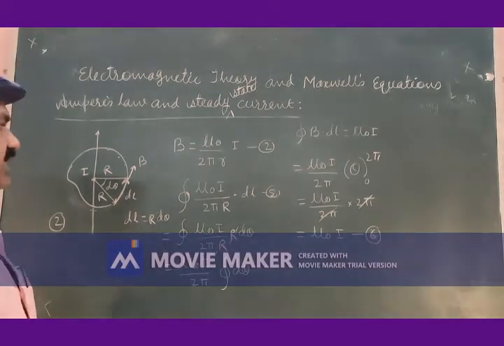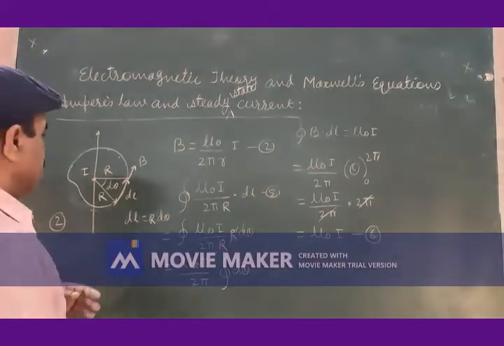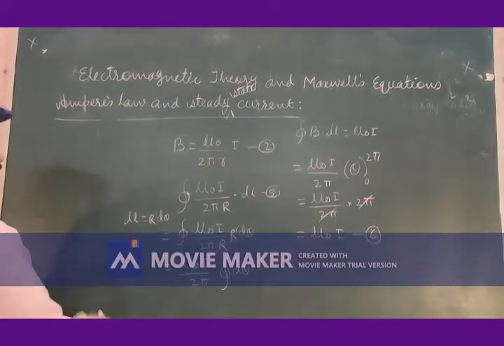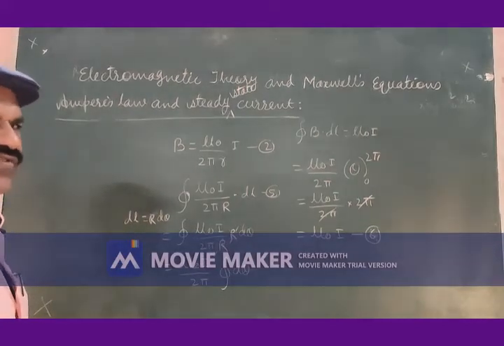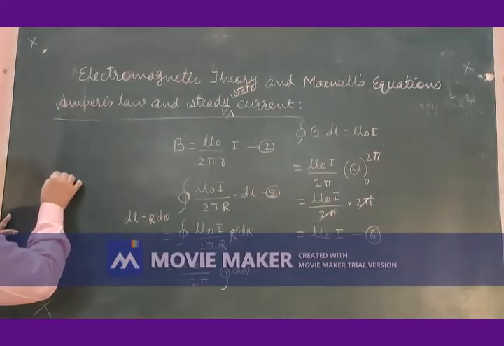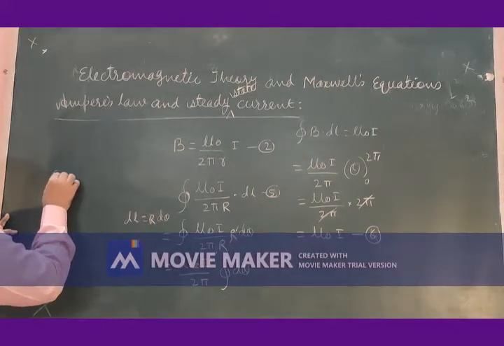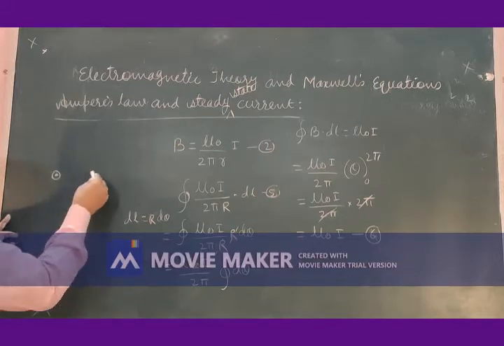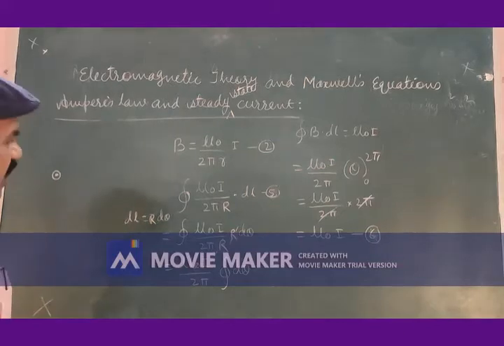Now, let us suppose that a situation entirely different from the situations in figure 1 and 2 may be encountered. This is the conductor, this is the current flowing through the conductor, and here somewhere we have a closed path.